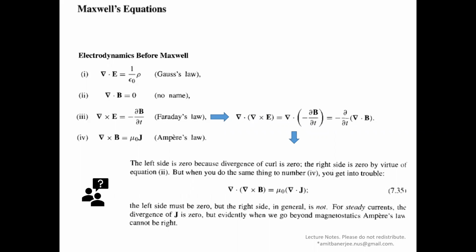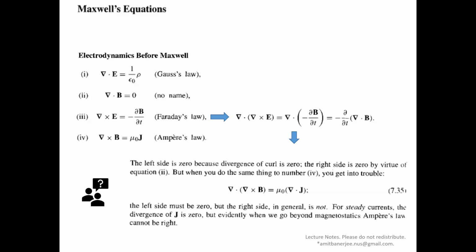Now, in case we take a divergence of Faraday's law, which is 3, and we do some calculation, you see the left side is 0 because the divergence of the curl is 0. The right side is 0 by virtue of equation 2, which is the divergence of B equals 0. But when you do the same thing with number 4, which is Ampere's law, you see that the left side is 0, while the right side is not. For steady current, the divergence of J is 0, but when we go beyond magnetostatics, Ampere's law cannot be right.